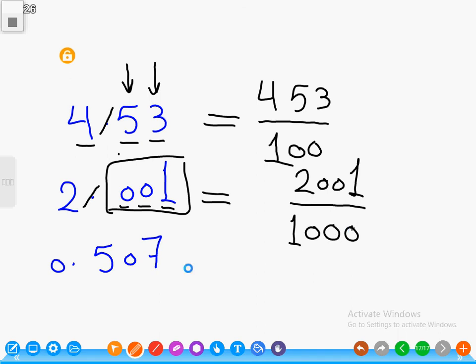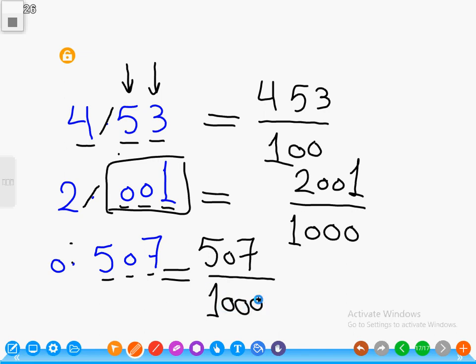Okay guys, the next example. 0.507. Ignore the decimal point and we will write the number 507. Let's count how many digits: 1, 2, 3. So we will put 1 with 3 zeros. It means 1000.